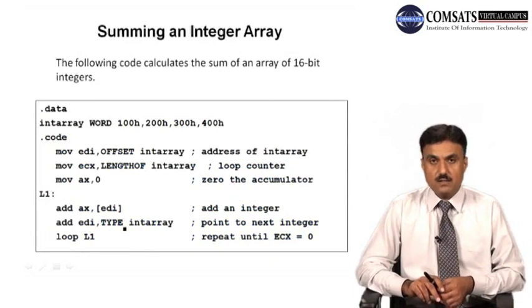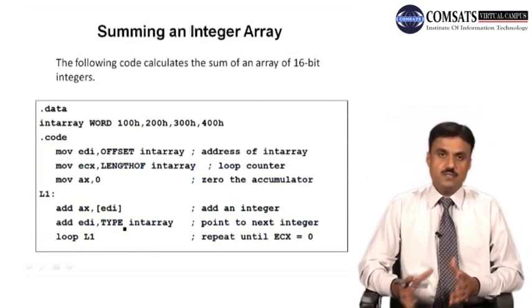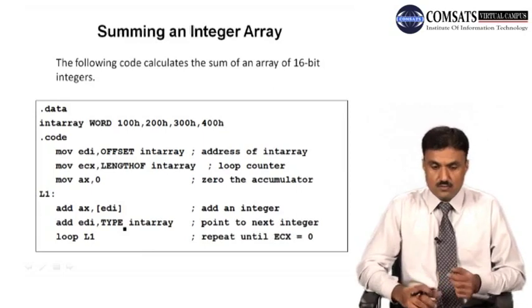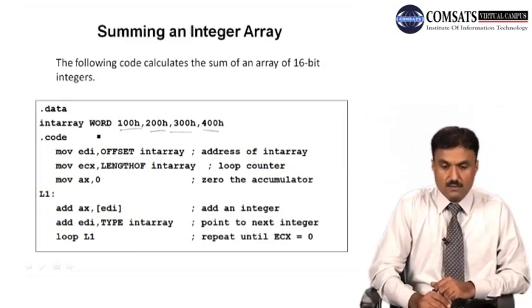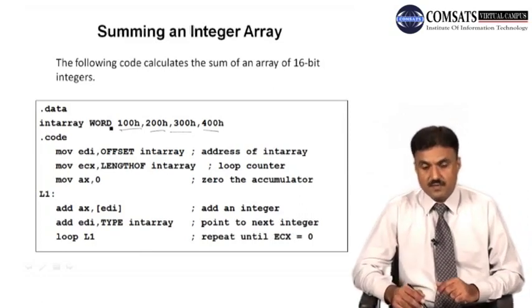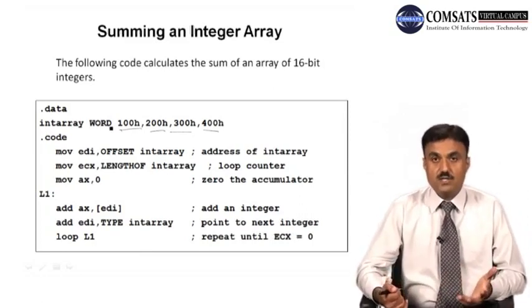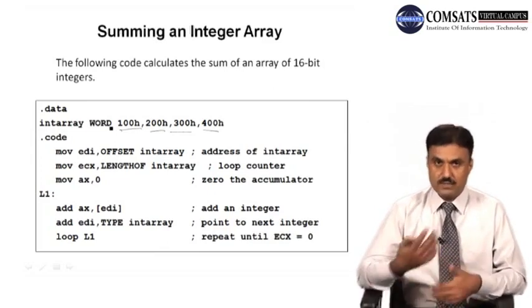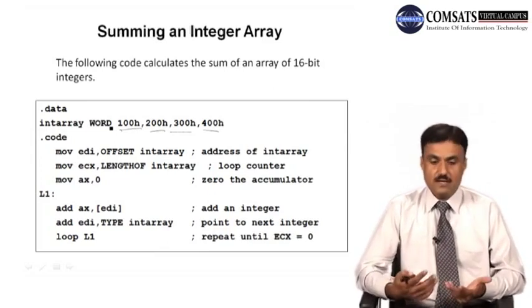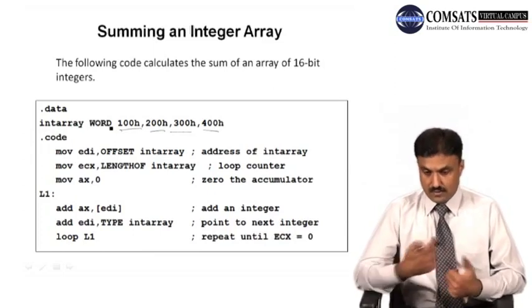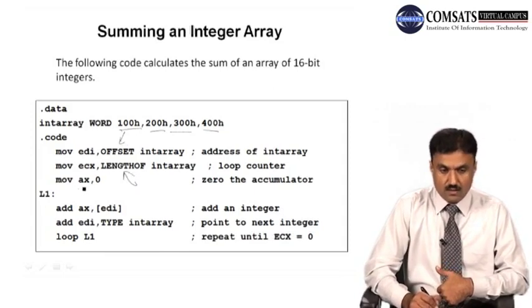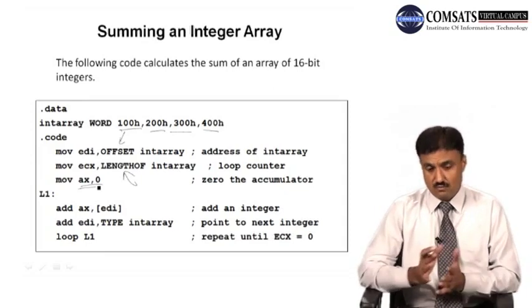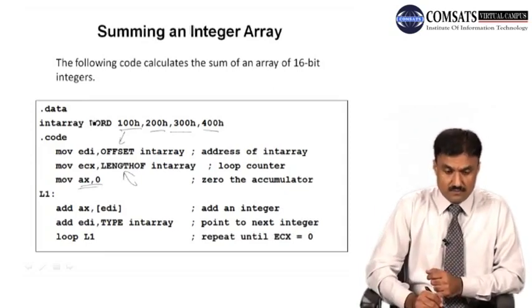This is the same example which we did in our previous lectures. We have an array. How many elements are there? There are 4 elements, and now we want to add them. Initially we were using indirect addressing and adding all those elements. Now we know the offset and the length, and we want to add them. So this will be the result.